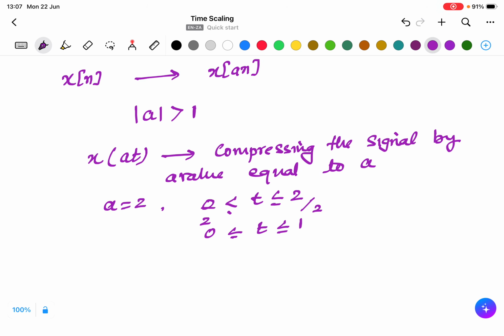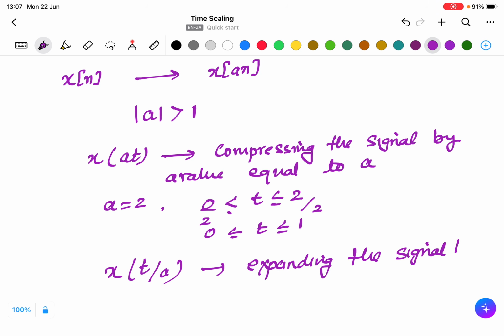Okay, now with respect to this x of at, instead of writing this, if we write this as x of t by a, then we are expanding the signal by a value equal to a.